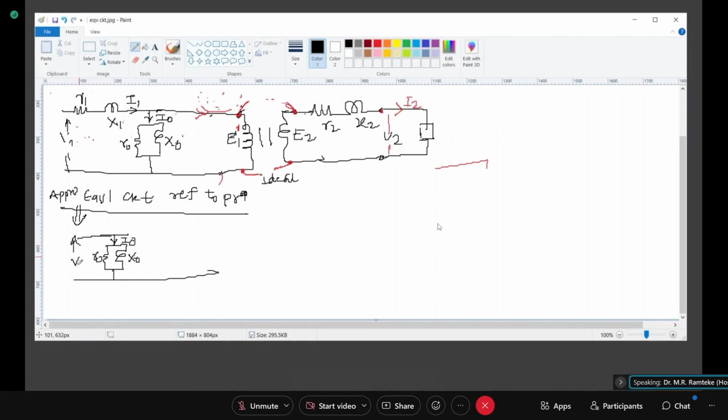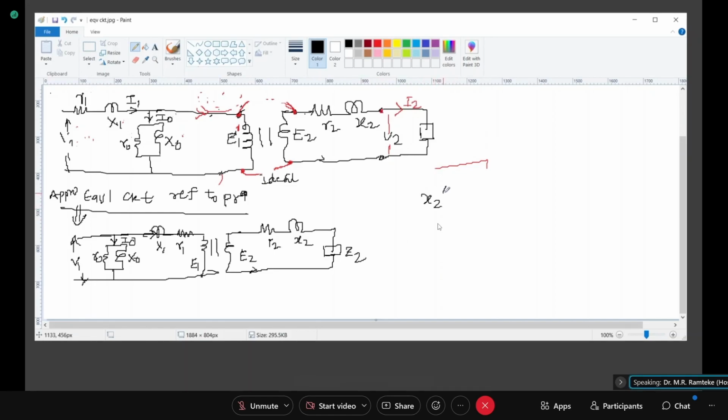So this is V1, which is the applied voltage, and now it will come to this. This is again my ideal machine. This is my R2, X2 and the load. X1, R1. Now this was my E1 and this is my E2. Clear? Now I want to transfer this circuit to the primary side.